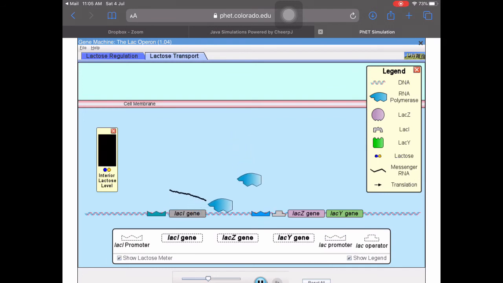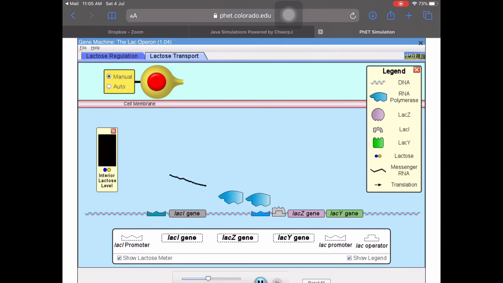Now as we don't have lactose in the medium right now, Lac I has expressed itself, so repressor protein is formed. Repressor protein is going to bind to the operator site. Now it's blocked, so RNA polymerase cannot bind to the operator site, so neither of these genes, Lac Z or Lac Y, will be able to express themselves. Now let's say there is lactose present in the medium. We are adding more and more lactose to it.